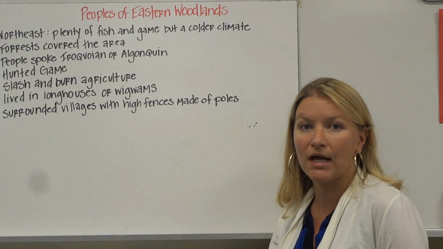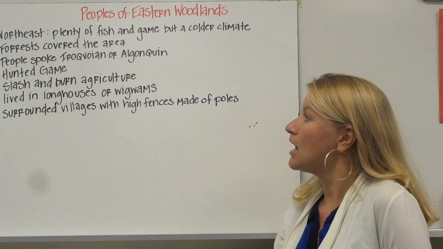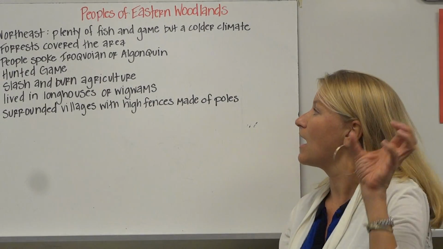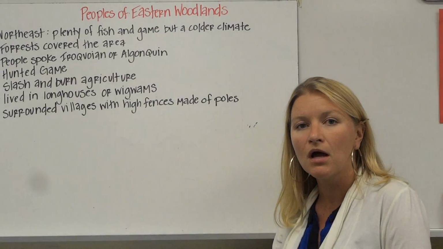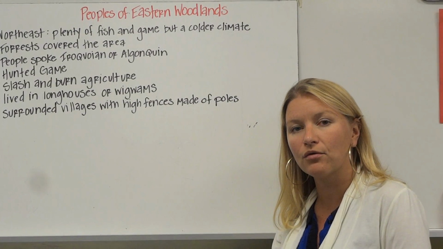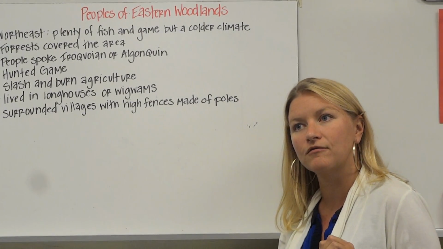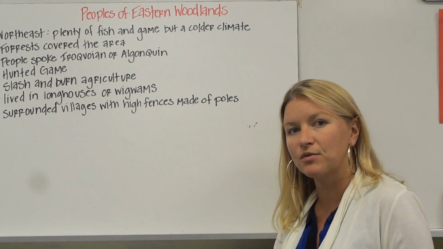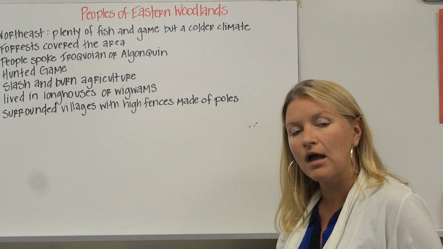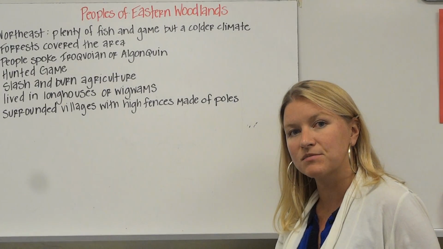They lived in longhouses or wigwams, and they surrounded their villages with high fences made of poles. For the most part, the Iroquois didn't really trust each other very much. There was a lot of arguments and fights between the various tribes in the Iroquois, so they felt the need to protect themselves.